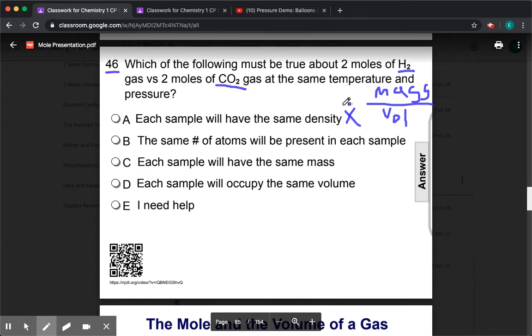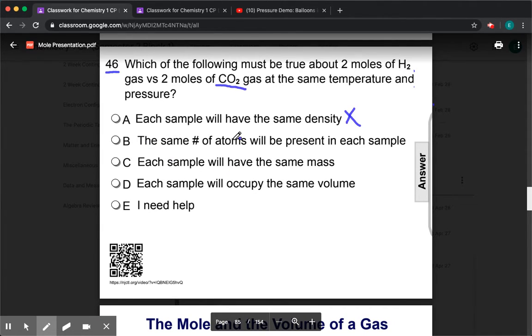As we are well aware, different elements have different atomic masses, okay? They have different masses. So while they have the same volume, they will not have the same mass, which means they will not have the same density, okay? So that's why A is wrong. They will not have the same density.